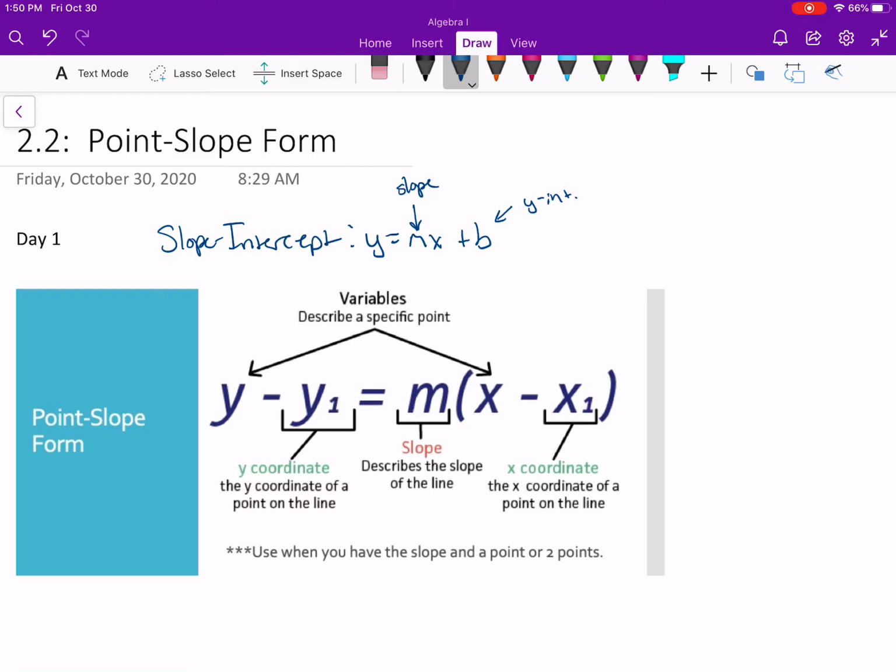So slope intercept, you needed a slope and a y-intercept. Point slope form, you need a point and a slope. You can also do it with 2 points and use the 2 points to find the slope. But anyway, our form is y minus y1 equals m times x minus x1. So for consistency, we keep m as slope. So m is still representing slope, don't have to worry about that. But then our y1 and our x1, those come from a point. So this y and this x are going to stay the same, but these two numbers come from a point.